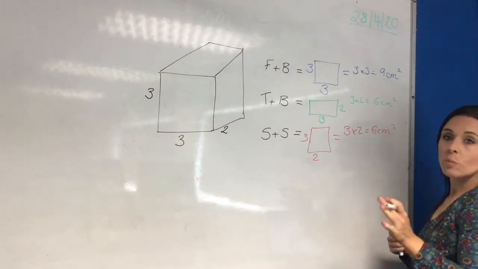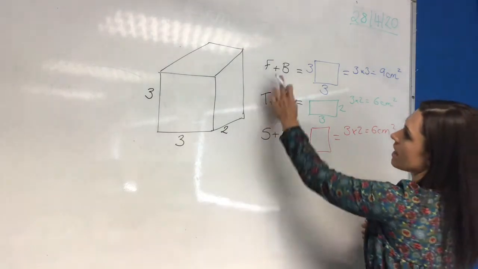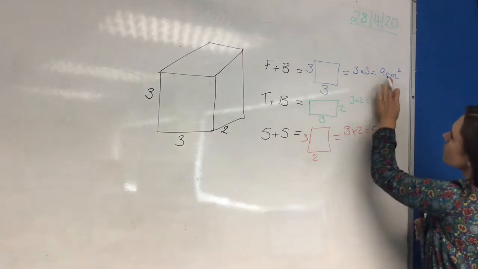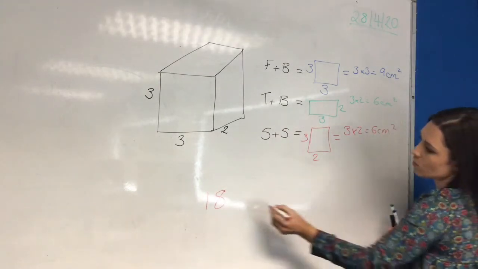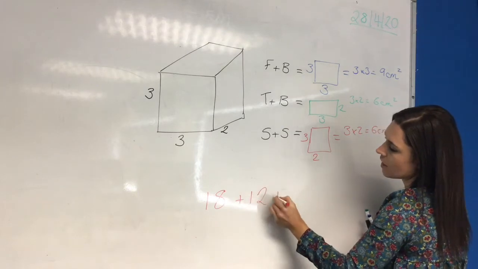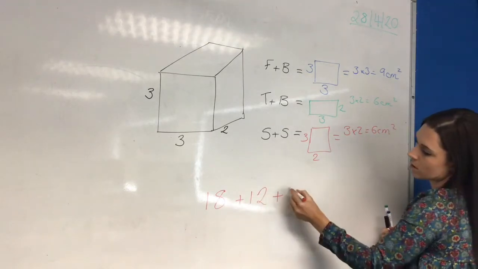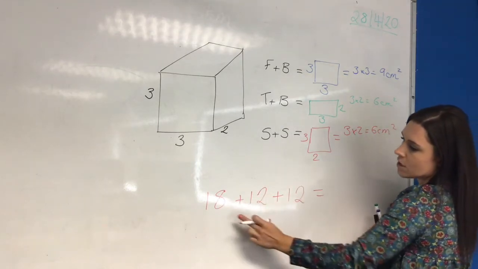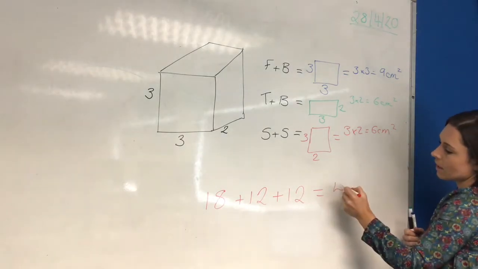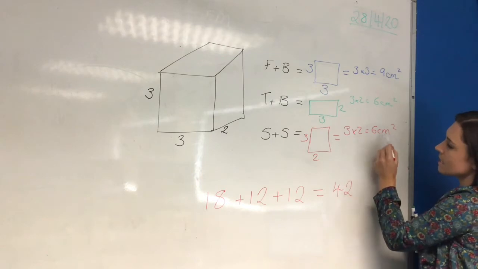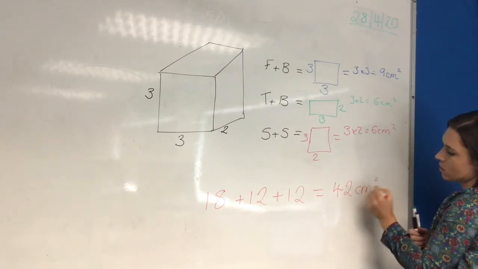And remember to double each of those because there's 2 of each side. So 9 doubled would give us 18. 6 doubled gives us 12. And another 6 doubled gives us 12. So 18 add 12 is 30. Add the 12 is 42 centimetres squared.